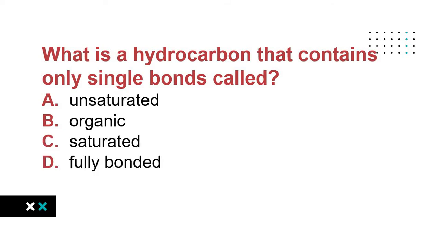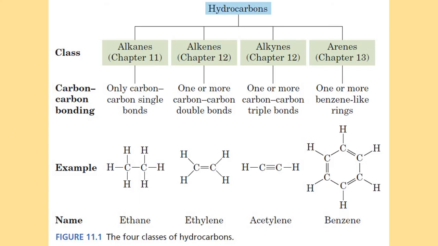What is a hydrocarbon that contains only single bonds called? It's saturated. Basta only single bonds, saturated. Okay. Hydrocarbons consist of families of alkanes, alkenes, alkynes, and arenes. So we're going to talk about arenes in another chapter.